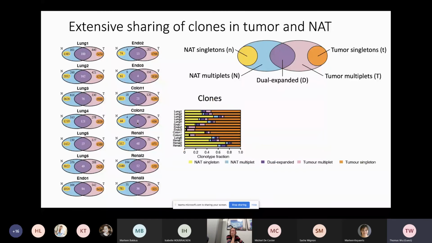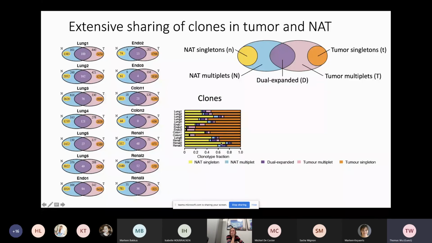And so when you grouped all of these clones together by these bar plots, and again, using this color code here, you can see that most of the clones were singletons. You can see by the large numbers here, 1385, 2474. So most clones did not expand. They were singletons. But about 15% of them did expand. And then some of these were dual expanded clones.